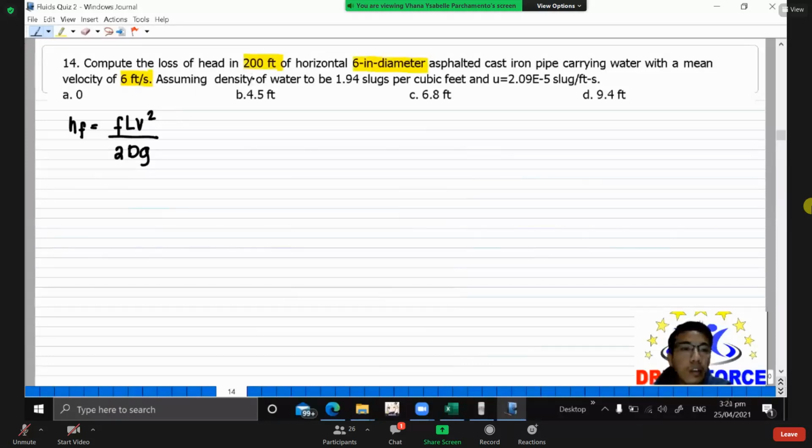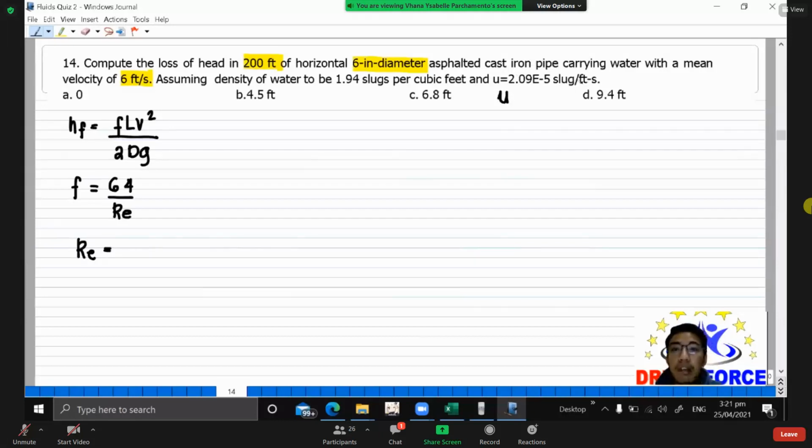Ito may density. Saan natin gagamitin yung density later on? Okay, nagbigay siya ng mu dito. Paano kaya ito kukunin? Di ba meron tayong isang relation? Ano ba yung ginagamit natin para makuha yung f, friction factor? That is the Reynolds number, tama? Friction factor that is equal to 64 over the Reynolds number. So, pwede kong makuha yung f basta alam ko yung Re. Okay, ano bang formula ng Reynolds number natin?